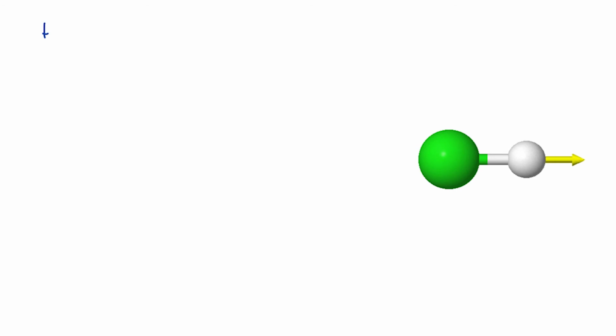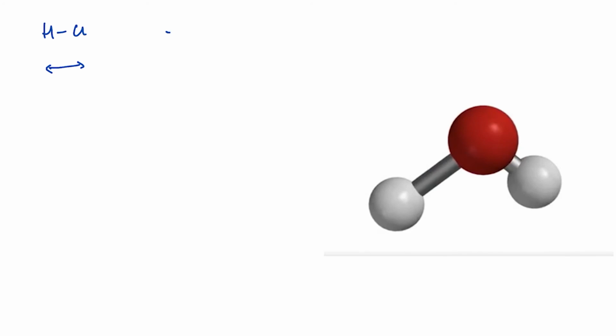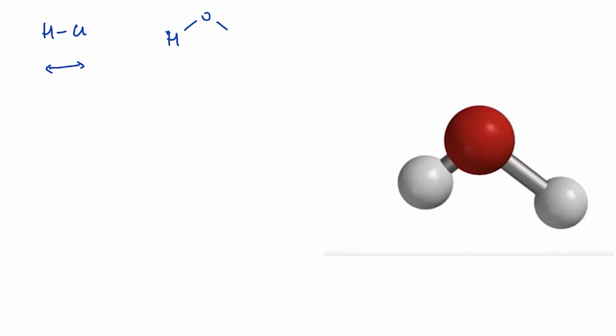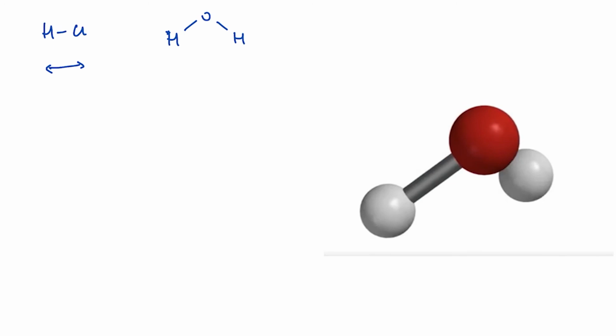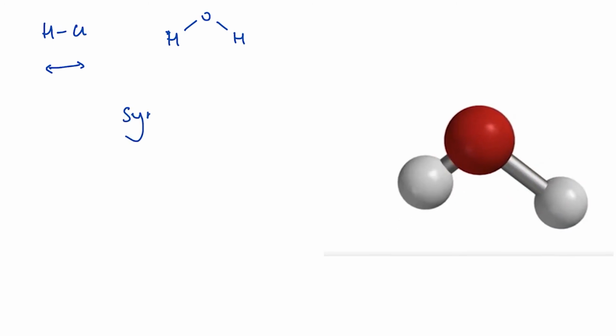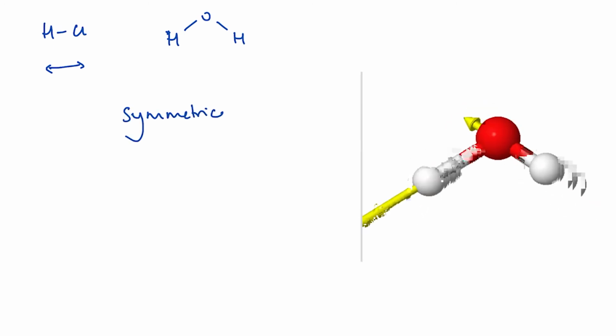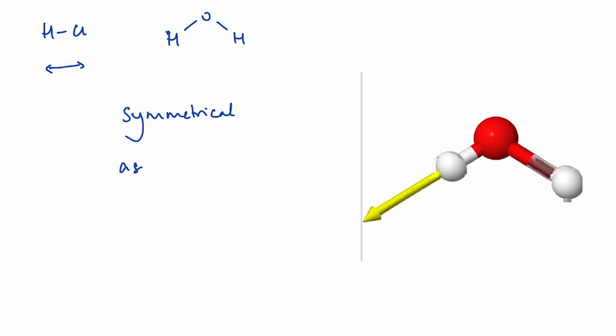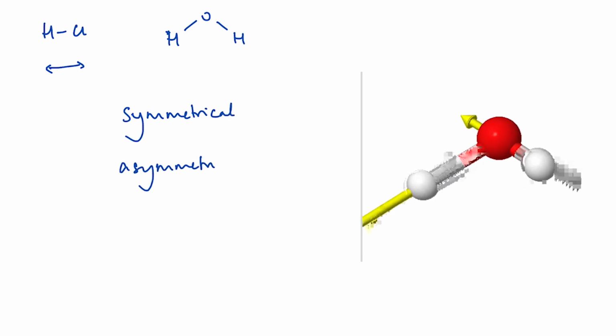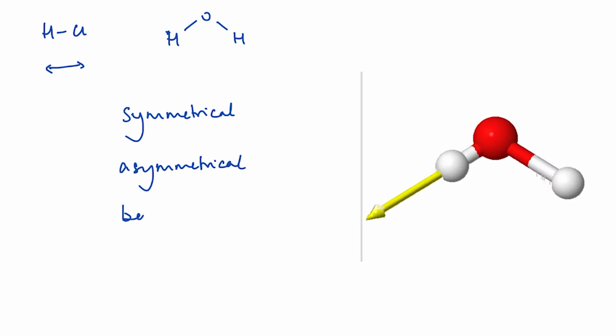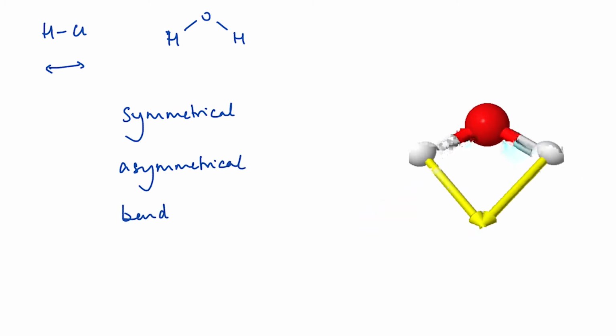Our simple diatomic molecule, such as HCl, only has one vibrational mode open to it. It's able to stretch. But as our molecules become more complex, they're able to vibrate in many different ways. So if we think about water, of course, is a bent shape, and we can see that we have symmetrical stretching, asymmetrical stretching, and it is also able to bend.